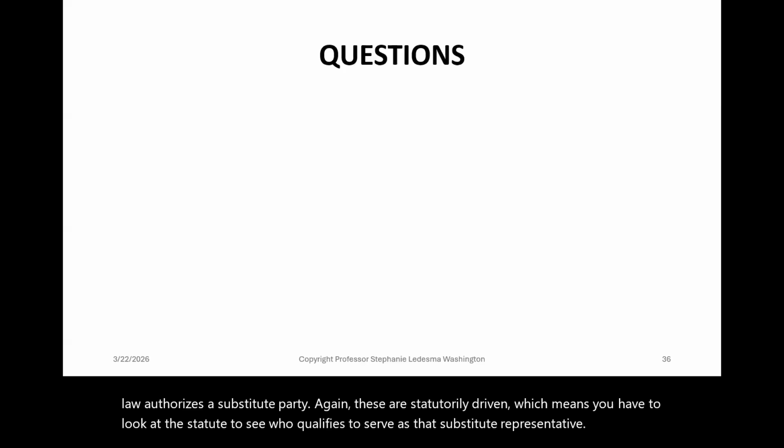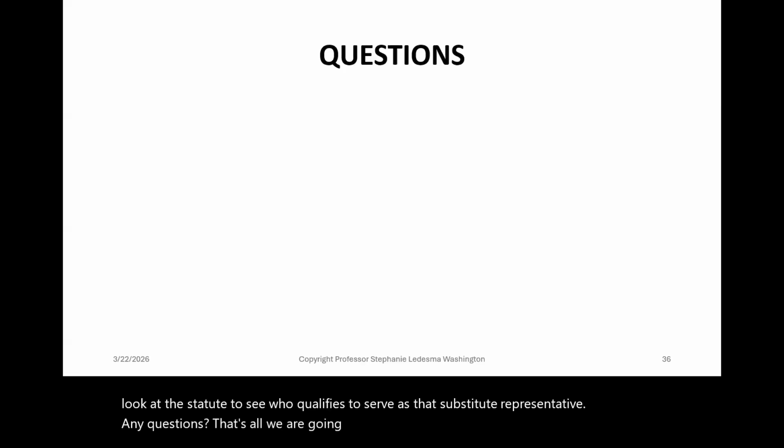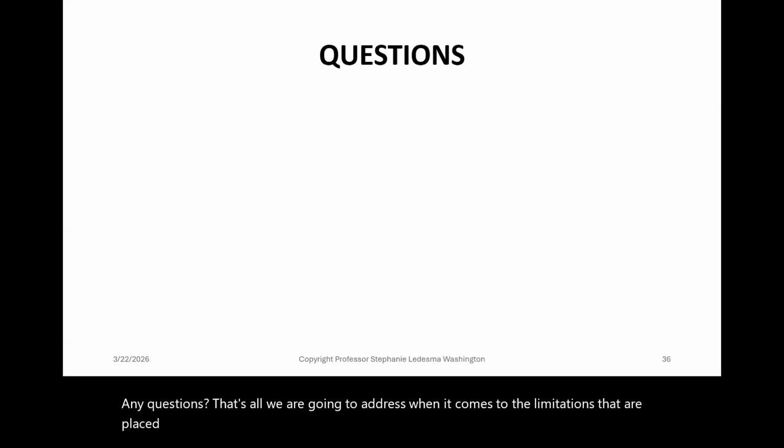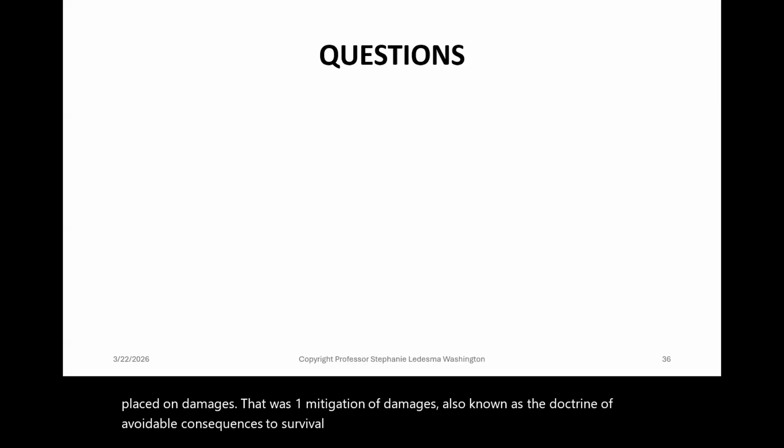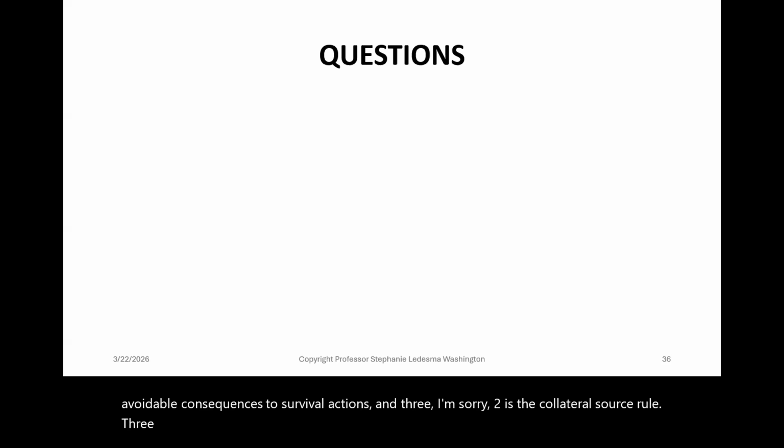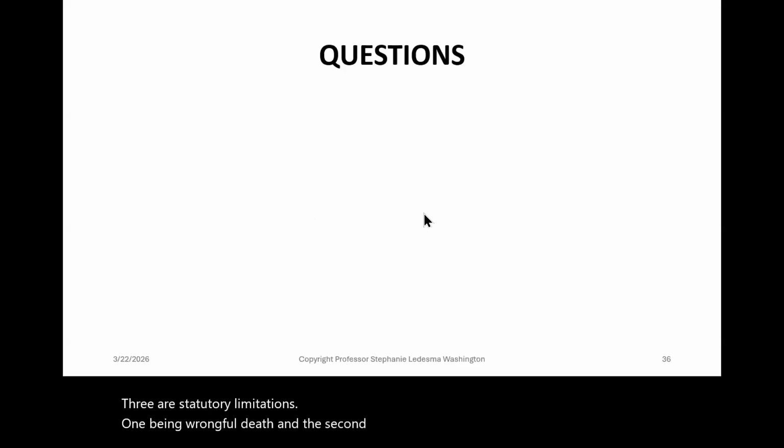That's all we are going to address when it comes to the limitations that are placed on damages. That was one, mitigation of damages, also known as the doctrine of avoidable consequences. Two is the collateral source rule. Three are statutory limitations, one being wrongful death, and the second being survival actions. That's the end of this video, which makes that the end of damages.